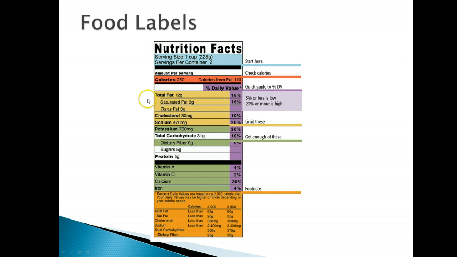So what we want to look at here, we've got total fat, which is 12 grams. That provides 18% of the suggested amount of fat for somebody on a 2,000 calorie diet, right? We've got that amount of saturated fat and trans fat. We'll talk more about those when we get to fat. Keep in mind we want to limit these things, right? Cholesterol, 10%. This provides 10% of the recommended cholesterol for a person on a 2,000 calorie diet. Again, we want to limit the cholesterol. Same thing with the sodium, right? 20% for a person on a 2,000 calorie diet.